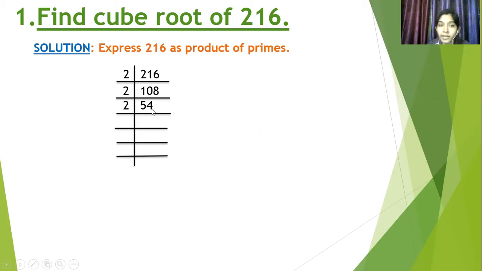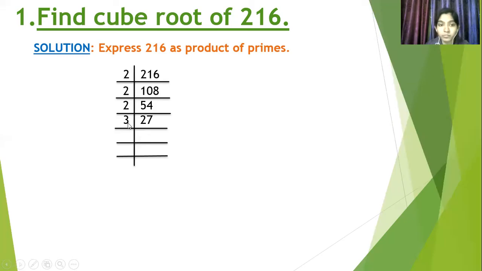Now again here the unit digit is even number, so it will be divisible by 2. Very good. So again 2. 2 twos are 4 and 2 sevens are 14. Okay, now this time one's place is 7, so it will be odd number. Yes, odd number, so it will not be divisible by 2, so it will be divisible by 3.